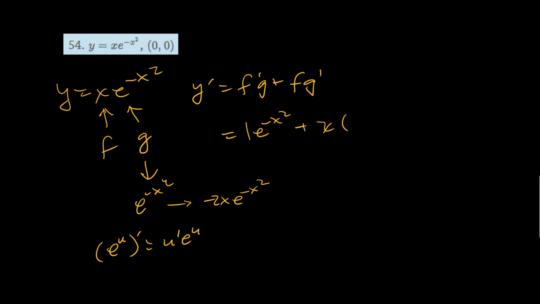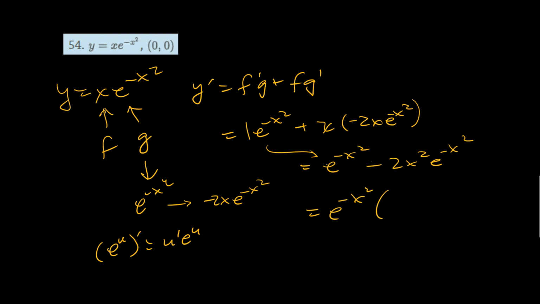So it'll be x times, we're going to pull this up, negative 2x e to the x squared, like that. All right, and so we're going to get an e to the negative, I'm sorry, it's a negative x squared. We can pull that out, and what's left is x. Well, I'll tell you what, that's the first one. And then the second one is negative 2x squared e to the negative x squared. And so we can pull out an e to the negative x squared, and we get 1 minus 2x squared out of this.